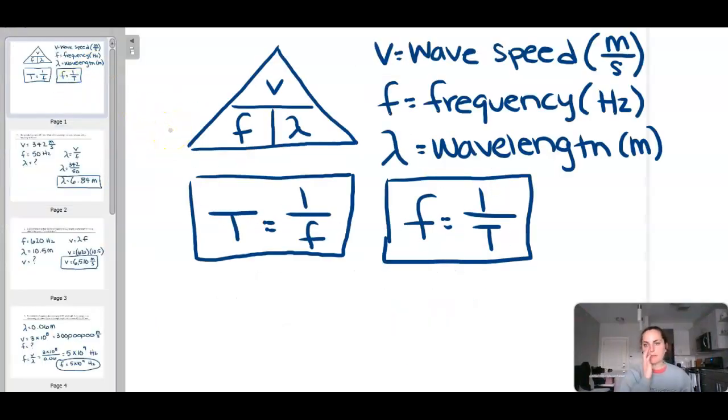Just a reminder, these are our equations that we're working with. V is our wave speed, we measure it in meters per second. F is our frequency, we measure it in hertz. Lambda is the wavelength, we measure it in meters. We can show it in the triangle where V is up at the top and F and lambda make up the base of the triangle. The period is 1 over the frequency, and frequency is 1 over your period.